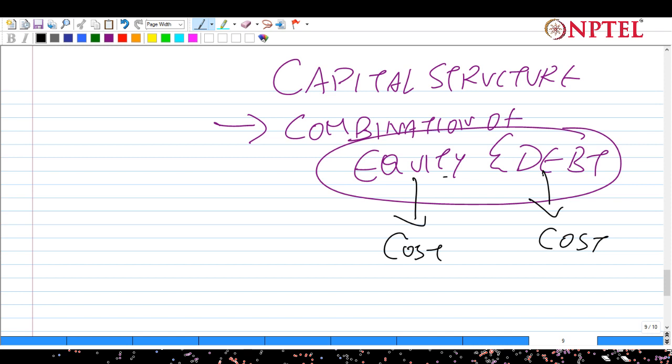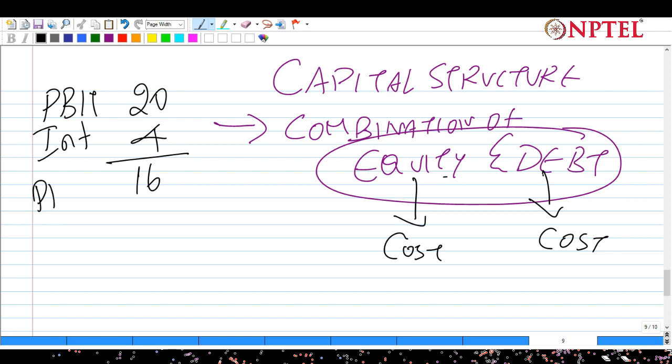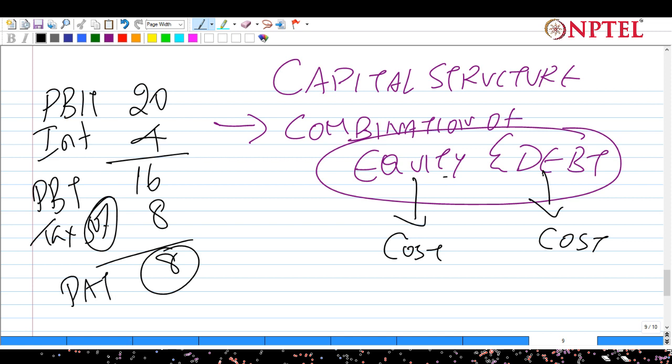Why does it vary? Let me give you one very simple example. Supposing I have a company and I have my profit before interest and tax as $20. I have debt in the capital structure, and because of the debt my interest is about $4. Then $16 is profit before tax. Let me say tax at 50%, for ease of multiplication, and then tax goes as $8. This $8 is the profit after tax belonging to the equity holders.